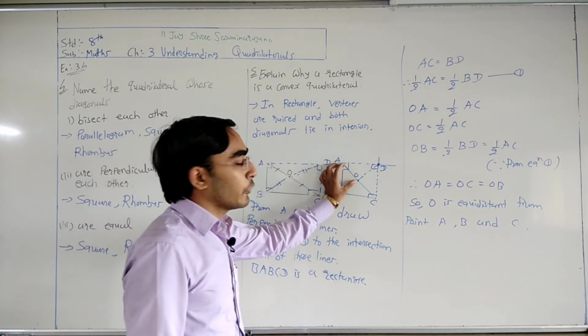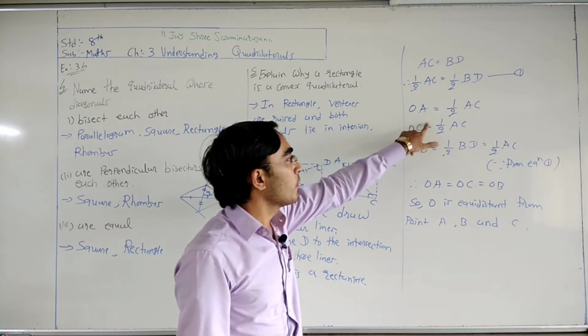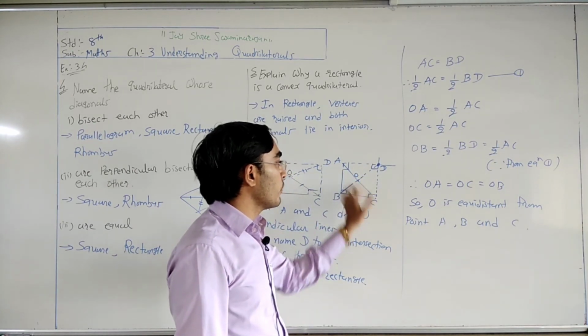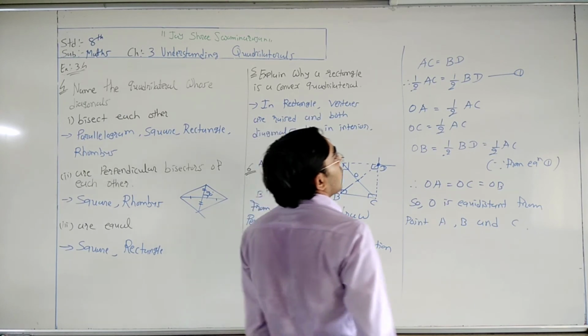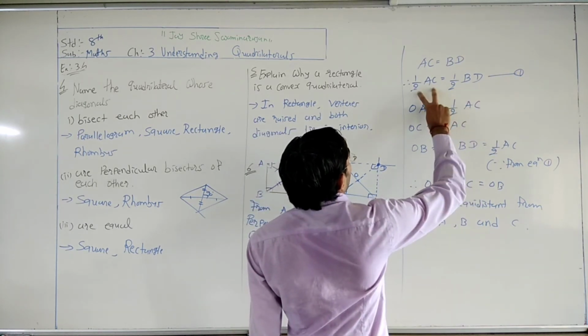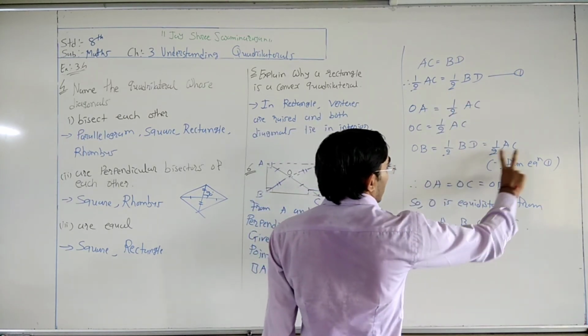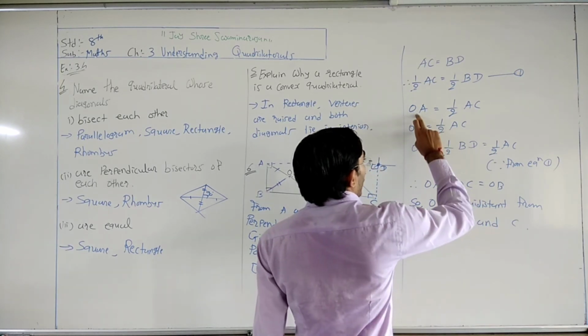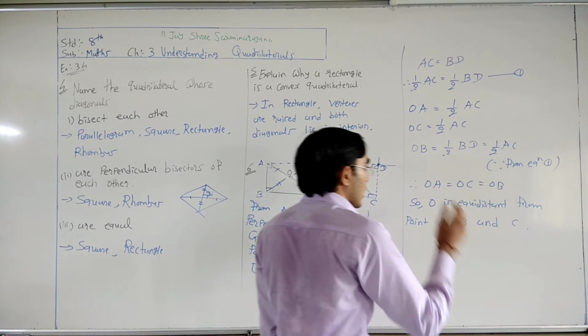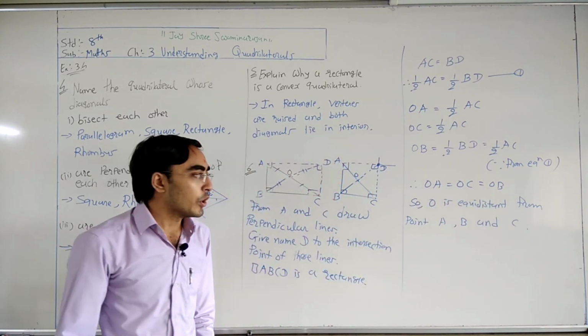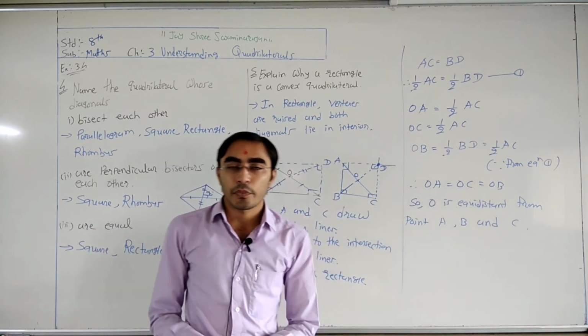Now OA, diagonals bisect each other. So OA is equal to half of AC, OC is equal to half of AC, OB is equal to half of BD. But initially we already proved that half of BD is equal to half of AC. So OA, OC and OB are the same. So OA is equal to OC is equal to OB. So O is equidistant from points A, B and C.